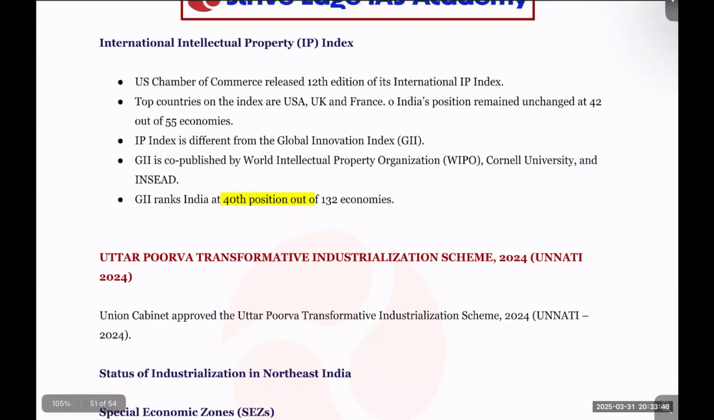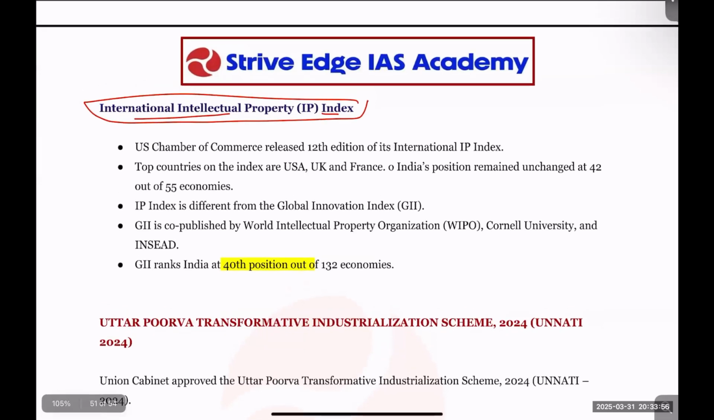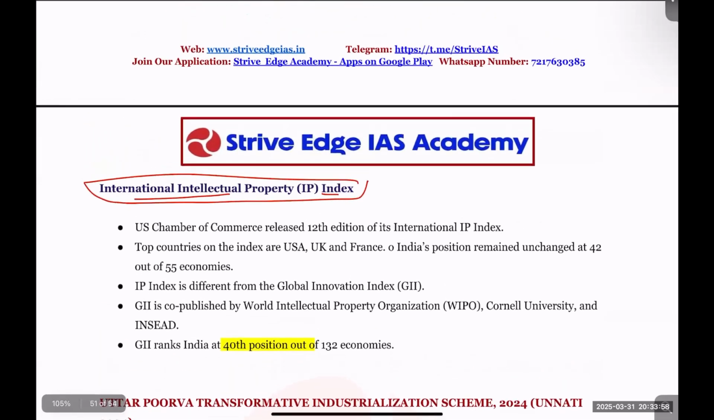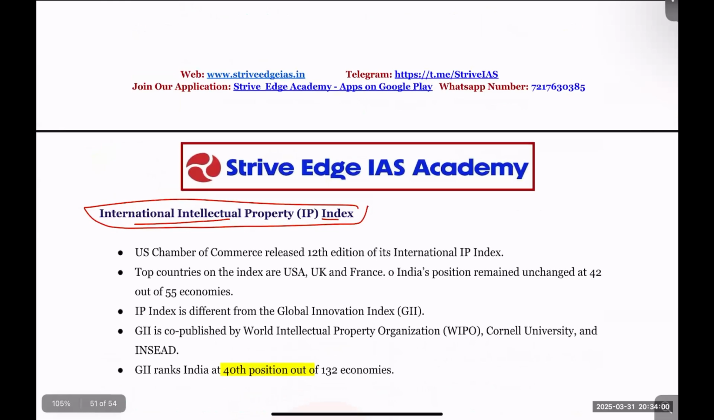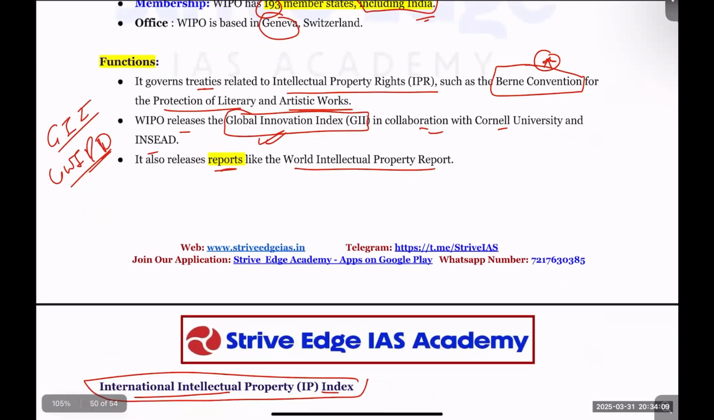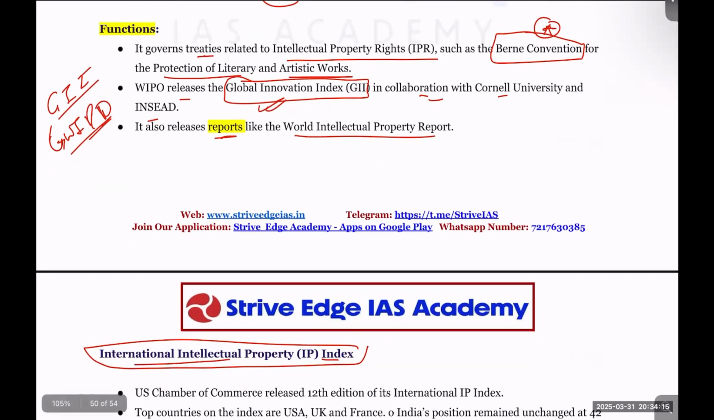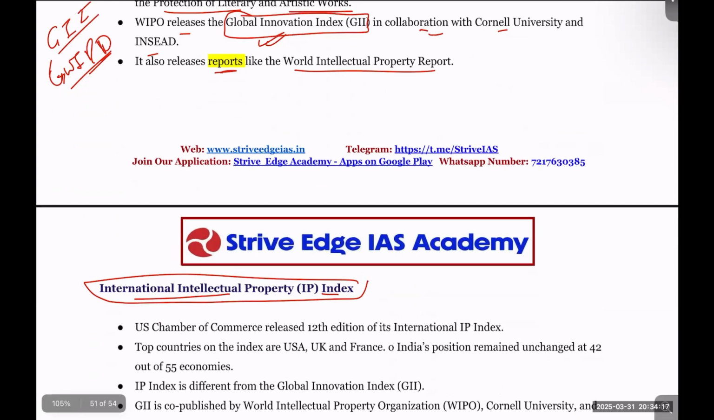Now, International Intellectual Property Index. This is the new index. It is better that it has come right after the WIPO index. You should already remember that the Global Innovation Index (GII) is launched by WIPO, right? There is a lot of confusion that the majority of the students face. So that's why I'm going to clear it out here.